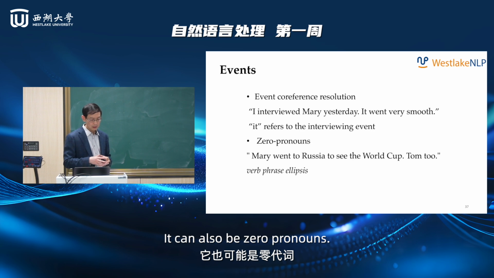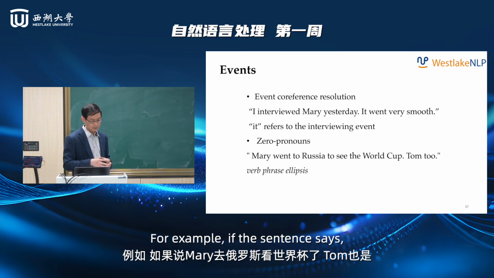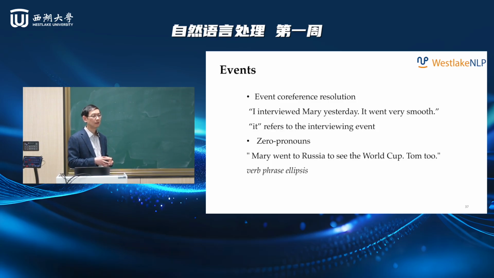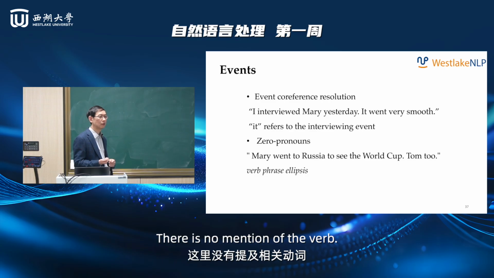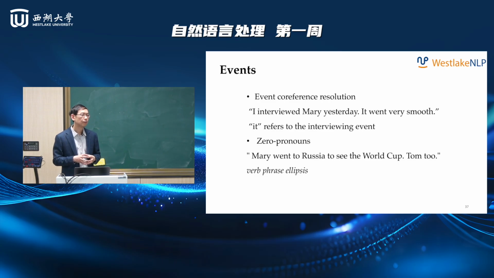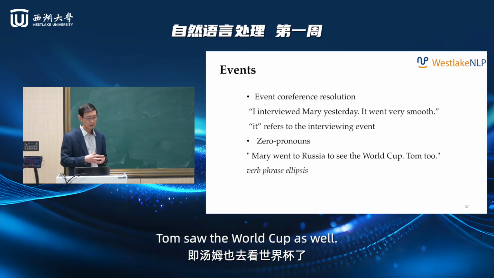It can also be a zero pronoun. For example, if the sentence says, "Mary went to Russia to see the World Cup, and Tom too." There's no mention of the verb. This is called verbal ellipsis. But you can also infer that another event happened, so Tom saw the World Cup as well.